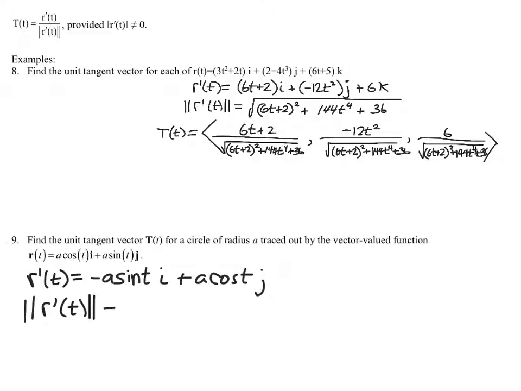Normally it would be 1, but because the coefficients here are a's, you square each part, put it under a radical, and you're going to have that common a squared that you can factor out, which is just going to give you an a, because the sine squared plus cosine squared is going to go to 1. All right, so that gives me my magnitude.